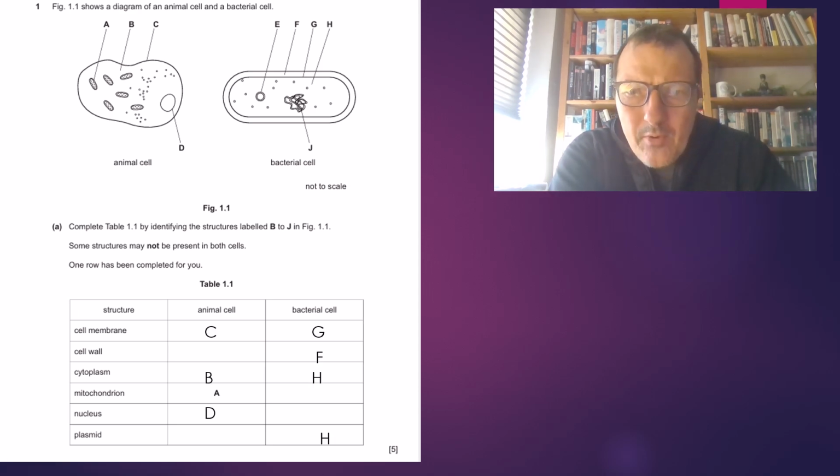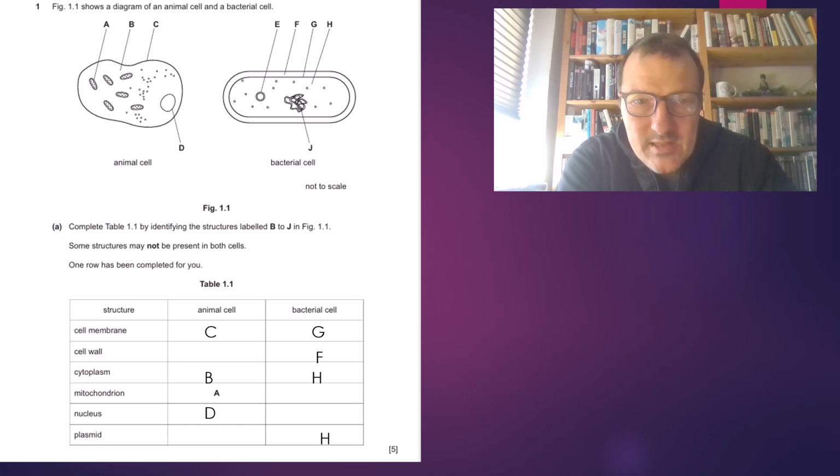The cell membrane can be found in both the animal and the bacterial cell. On the animal cell, it will always be number C, the outer one. But on our bacterial cell, you have to look a little more carefully to make sure you choose the right one. This is where people usually lose the point. Cell wall: well, animal cells don't have cell walls. Plant cells do, and so do bacterial cells. So this will be F on the bacterial cell.